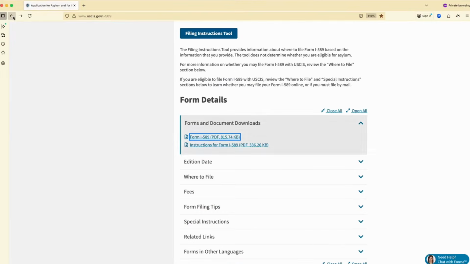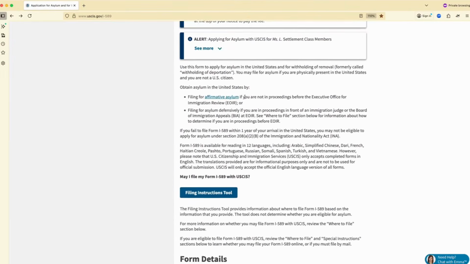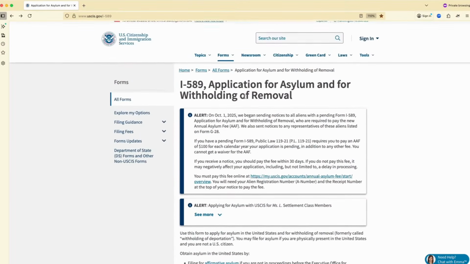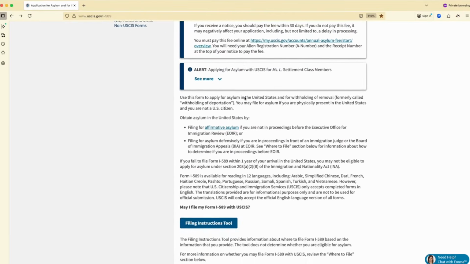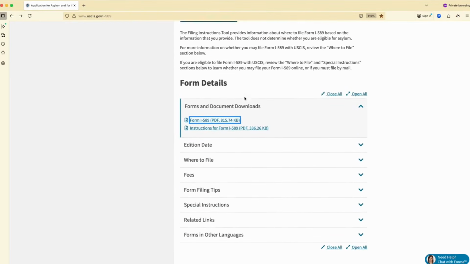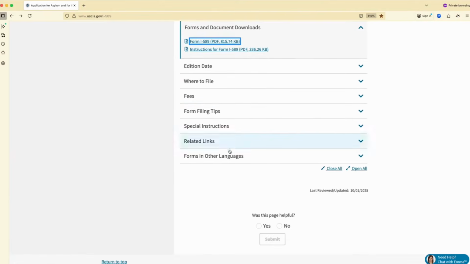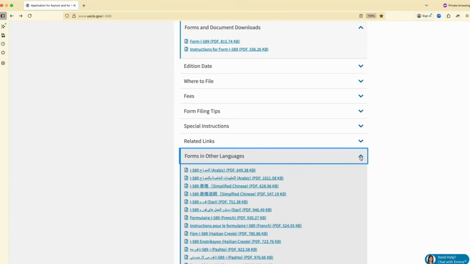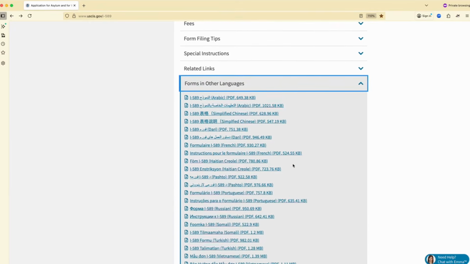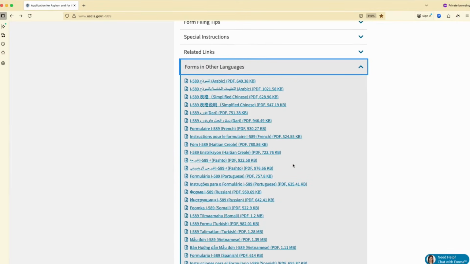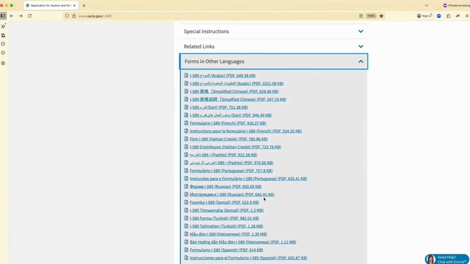Also, you can find translations of the form and instructions in 12 languages on this same USCIS webpage, down here near the bottom where it says Forms in Other Languages. But, and this is important, the official form that you actually complete and give to the government must be in English.